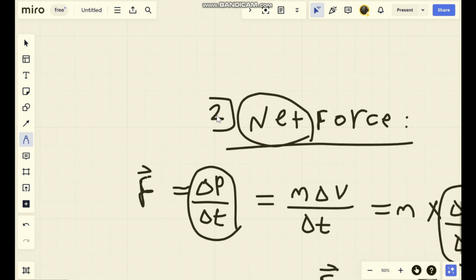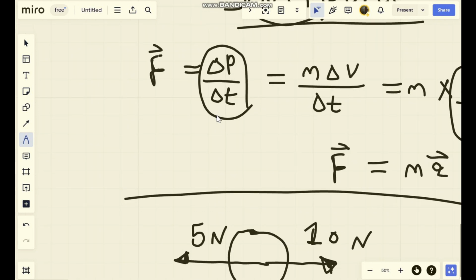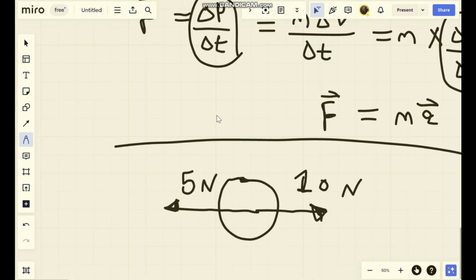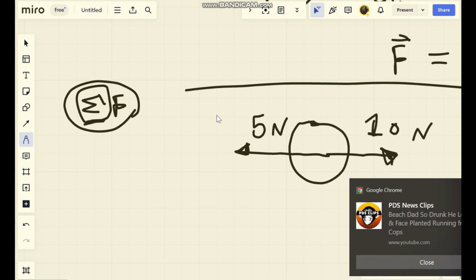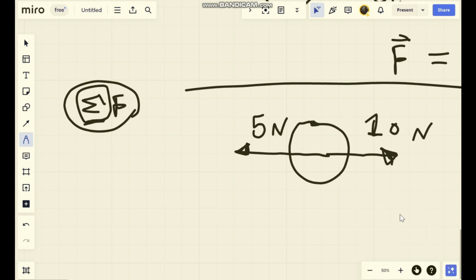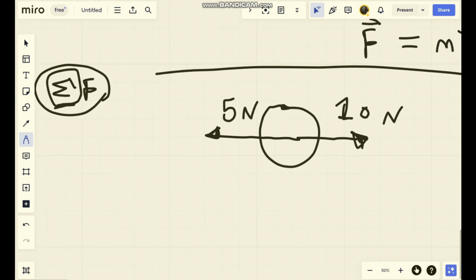Net force. What does net mean? No, not the net when you play football. Net force refers to the sigma. You've heard that before? Sigma F, the sum of the forces, and sigma here means sum. So Newton wanted to use mathematics because I have two vectors. Let's say I have F1 and F2. I want to find the sum of the forces.